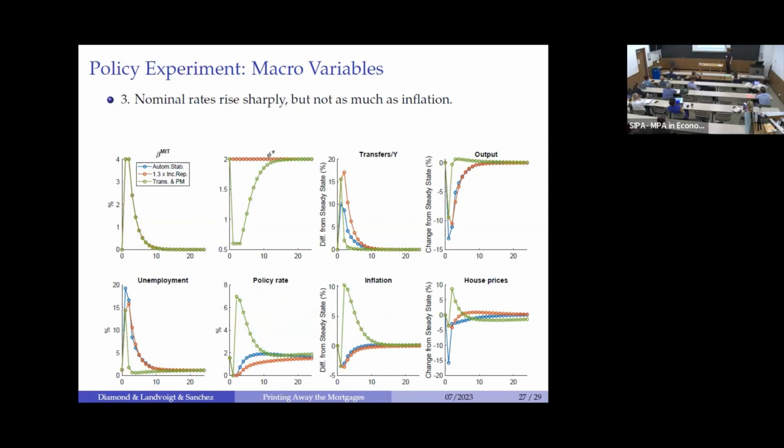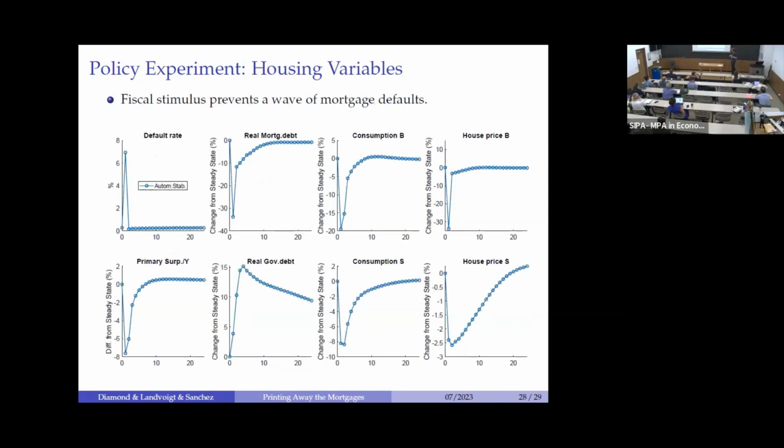And the recovery of output is faster. And here, instead of a crash in house prices, we actually get a boom in house prices in real terms of about 10%, which I think is ballpark similar to the data. And then now let me show you how things are going with the housing variables.